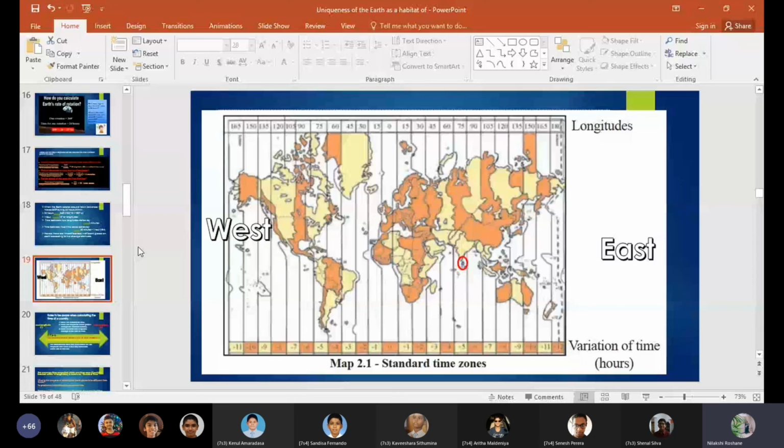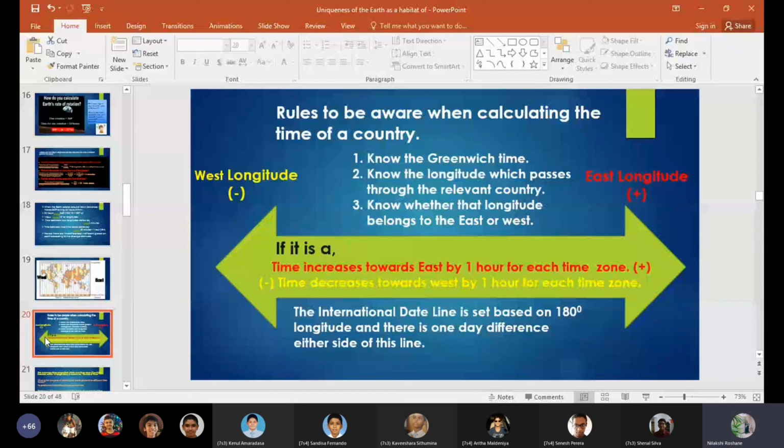Okay. So rules to be aware of when calculating the time of a country. First, know the Greenwich time. In order to calculate the time, you need to know the Greenwich time. And next, know the longitude which passes through the relevant country. In order to find whether it's an increase or a decrease, we need to find the longitude which passes through the relevant country. So let's say Sri Lanka.